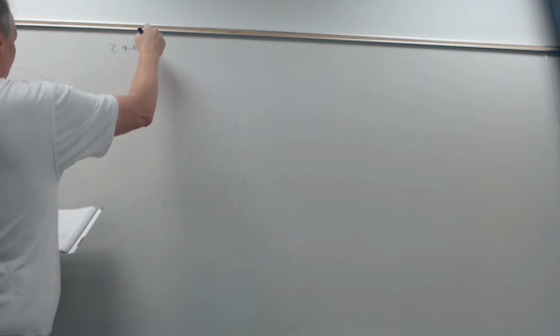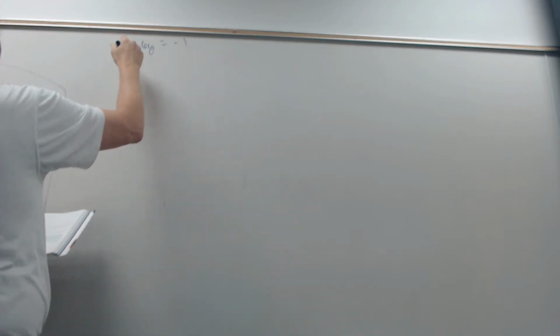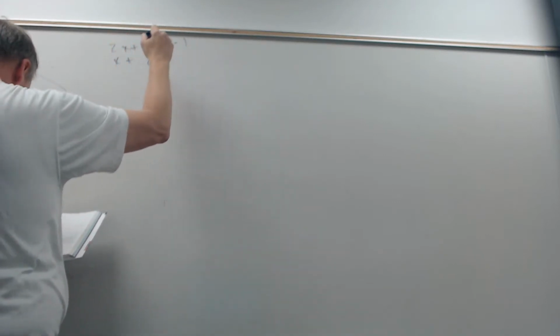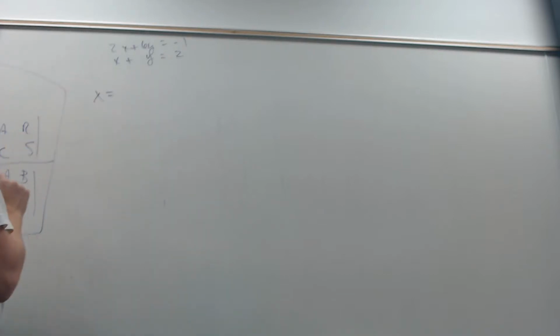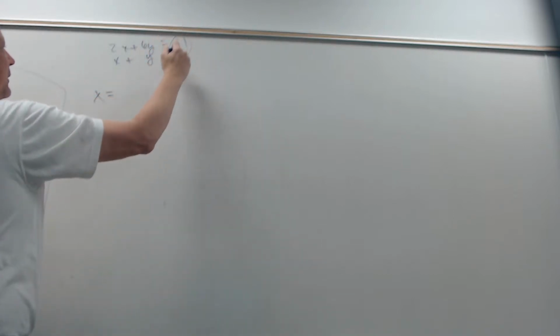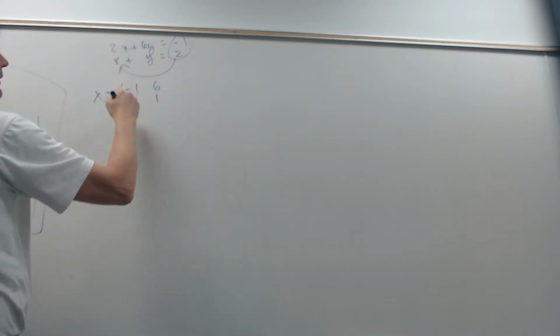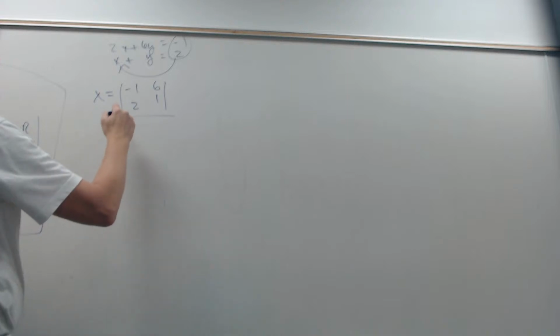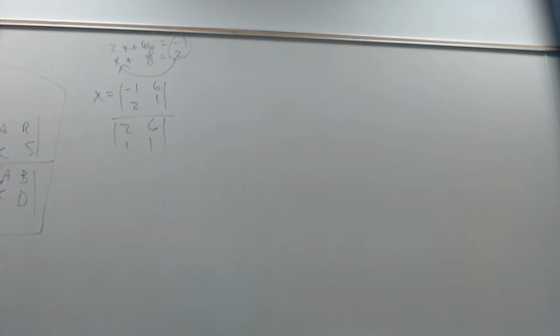2x plus 6y equals -1, x plus y equals 2. Okay? So according to Cramer's rule, I'm going to take these and I'm going to substitute it for the x. Okay? -1, 2, 6, 1. And 2, 6, 1, 1. Does that make sense?